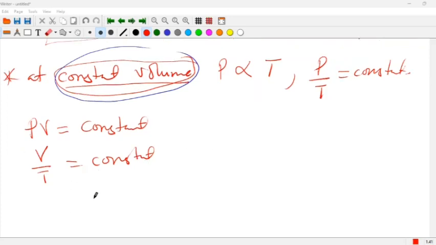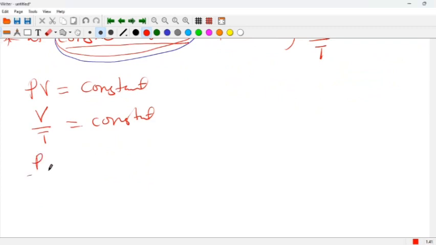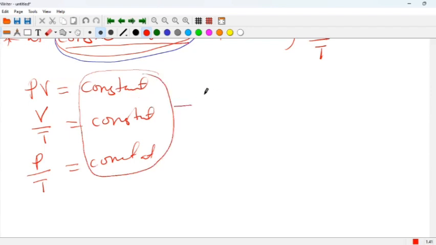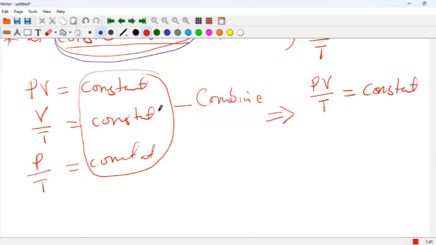And we have also talked about the pressure over temperature remaining a constant. So now we have formed three constants. We can combine these constants. How we combine them, whether by multiplication or division, we don't know, but we know that when you combine constants, it's not as complicated. So when these constants are combined, pressure times volume divided by temperature is a constant. This is what combining these three equations gives us.